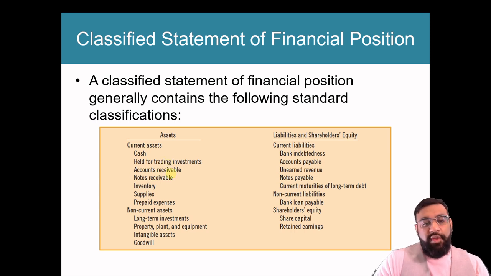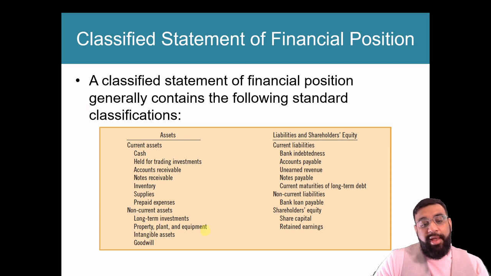Then we have accounts receivable. Then we have notes receivable. That's less than 1 year, right? If the note receivable was more than 1 year, that would be labeled as a long-term investment. Then we have inventory, supplies, and prepaid expenses. Then we have long-term investments, which includes things such as equity and debt investments and long-term notes receivable.